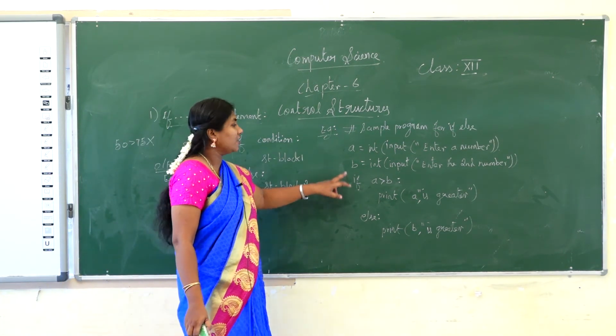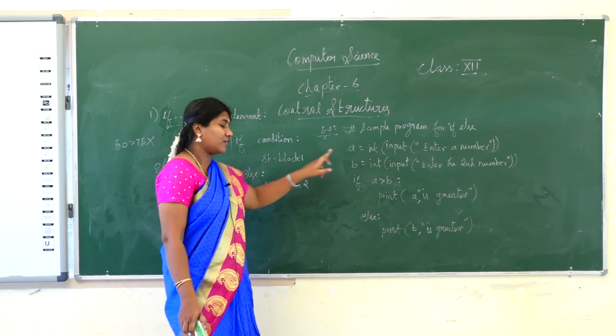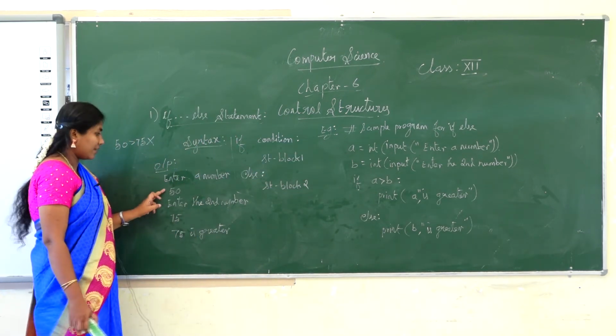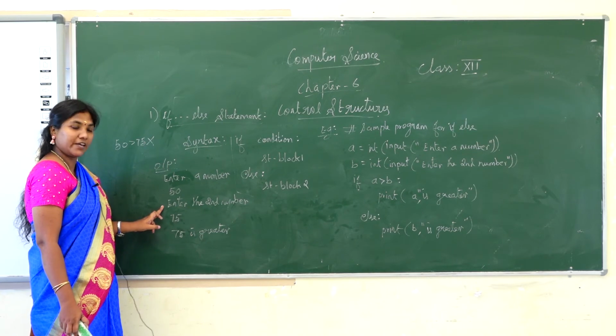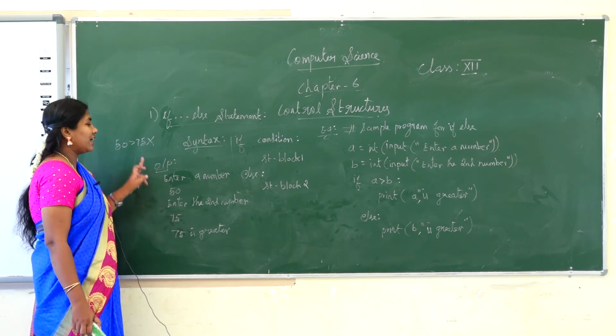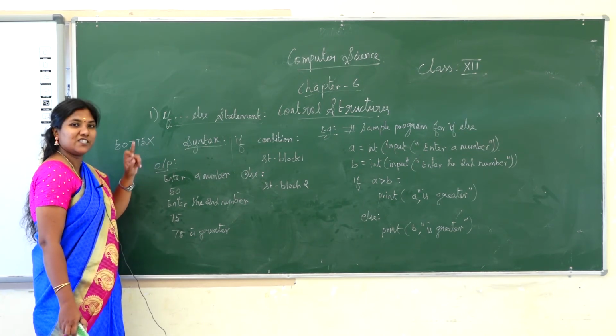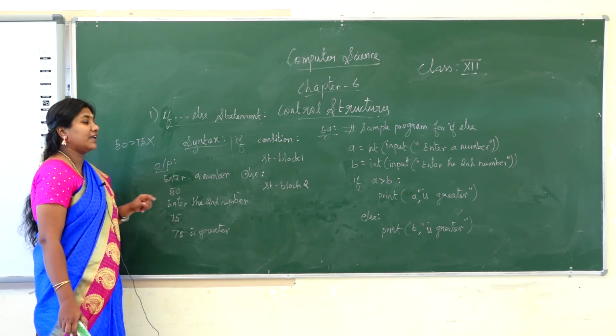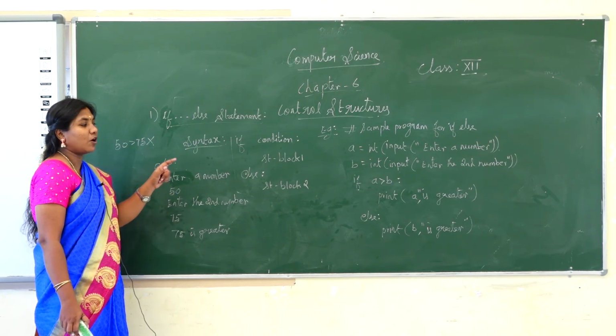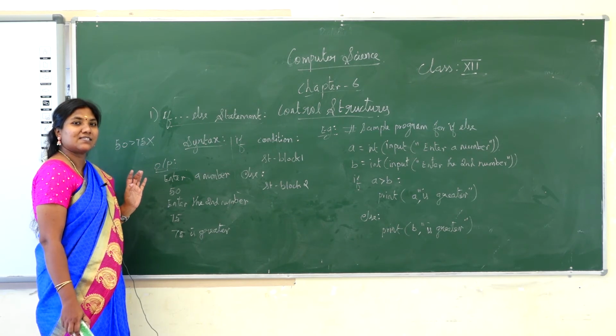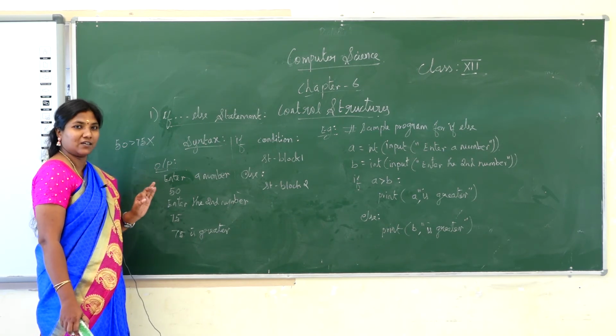So clear? It will ask to enter a number, I will give a number, again it will ask to enter the second number, I will give the second number. So it will check the condition. If the condition is false, the statement in the else part will be executed. If the condition is true, the first statement block 1 will be executed. So this is the if else statement in Python code.